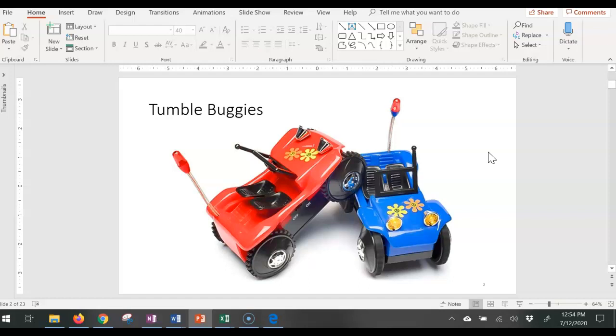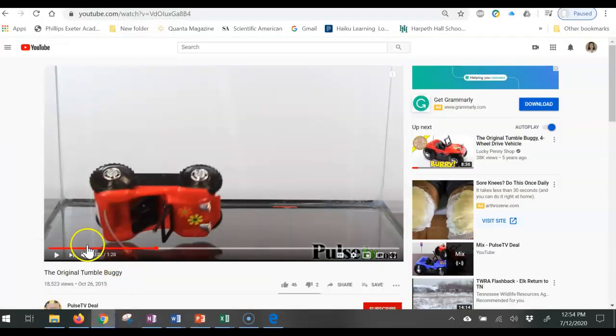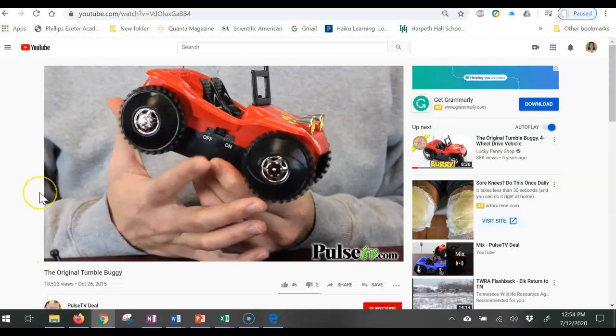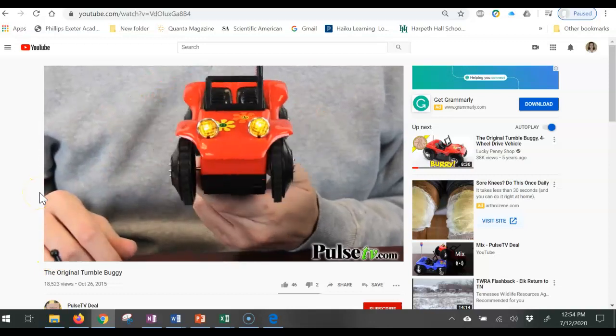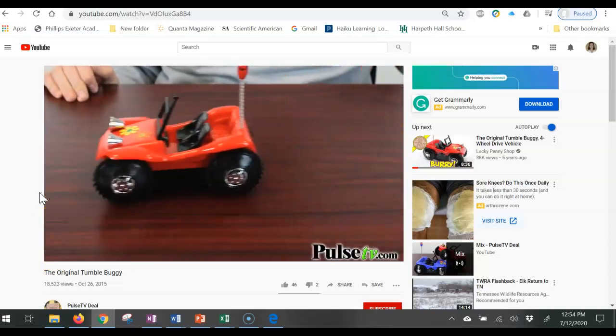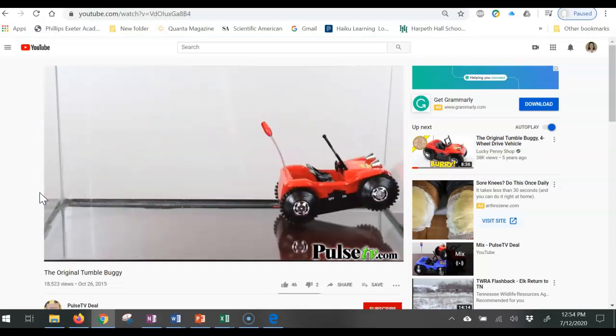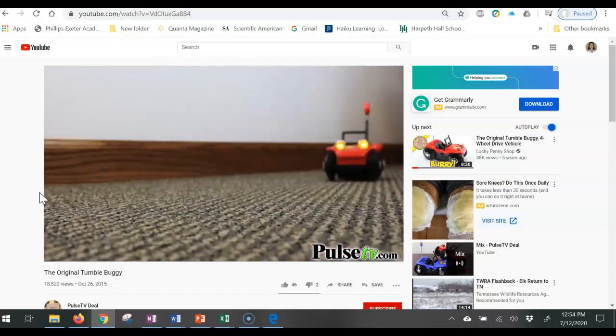In order to get started, let me just show you a quick picture of what these look like when they're moving. So they have a switch that you can turn on or off, and then that makes the wheels move. When they run into a wall, they flip over. That's why they're called tumble buggies.